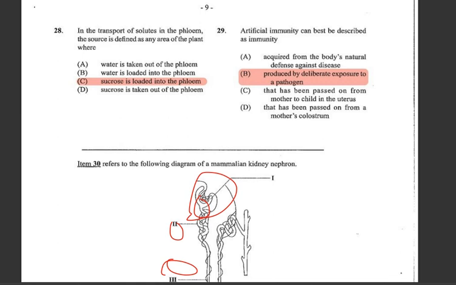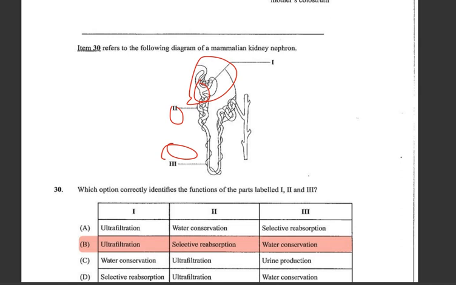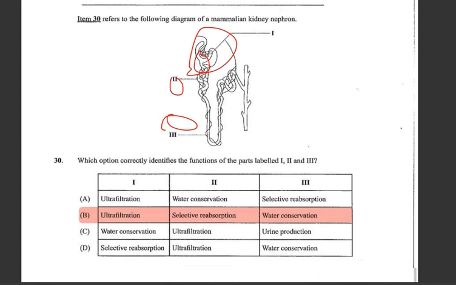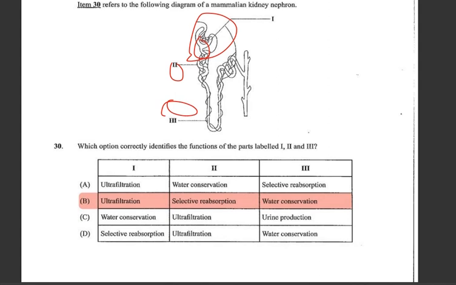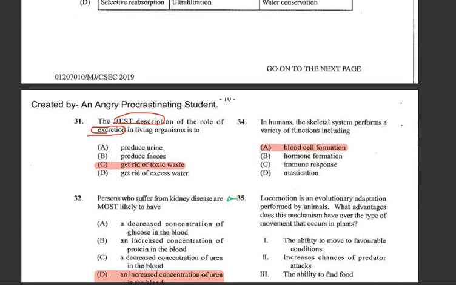Alright, good. Moving along. So here we had item 30, which refers to the diagram of the mammalian kidney nephron. Here they are just asking us to label. We have the ultrafiltration, the selective reabsorption, and the water conservation. So the answer would be B. 1 is ultrafiltration, 2 is selective reabsorption, and 3 is the water conservation. So the answer would be B for 30.